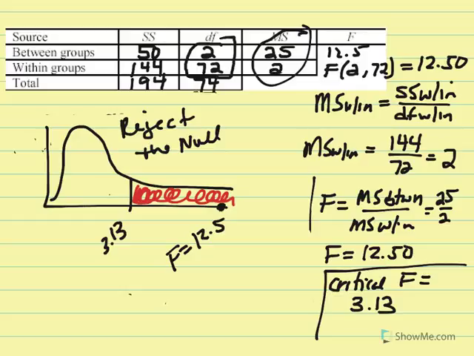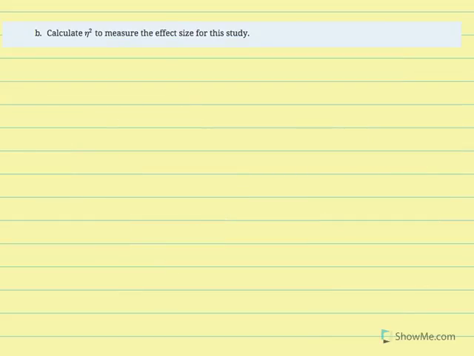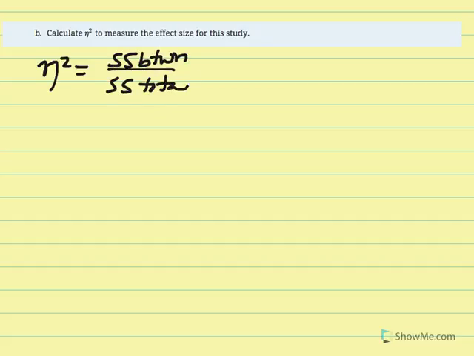But at this point we're just going to reject the null, and one more step includes computing our eta squared and drawing our final conclusion. Okay, so our eta squared is equal to SS between over the SS total. SS between for this example was equal to 50. SS total was equal to 194. 50 divided by 194 gives us 0.258, and we would conclude that 25.8% of the differences we see amongst the three conditions is due to treatment effects.